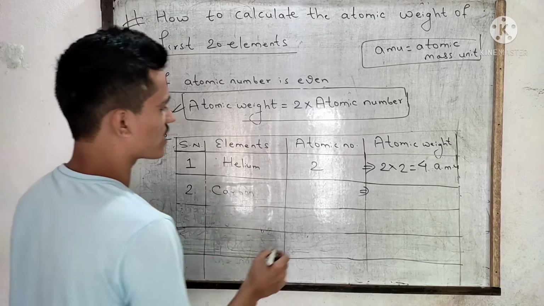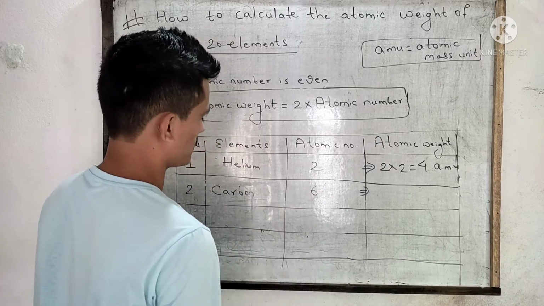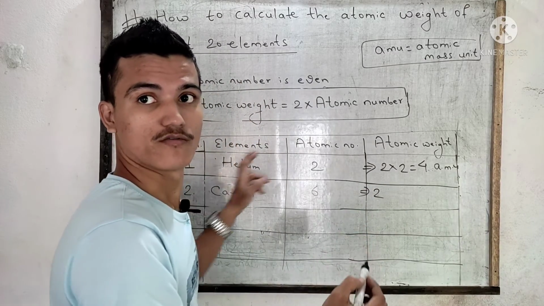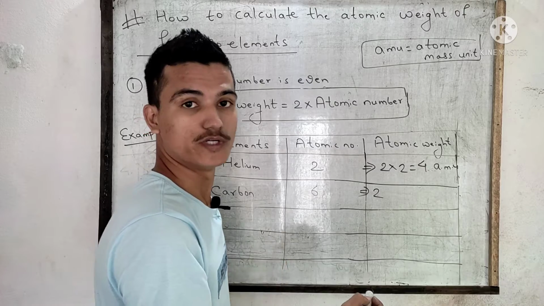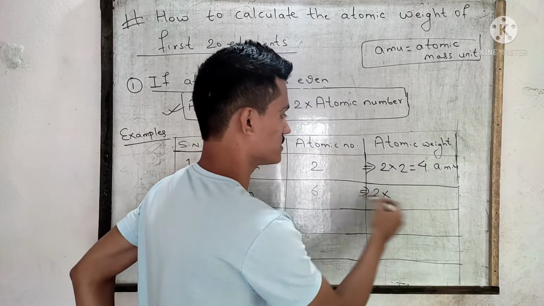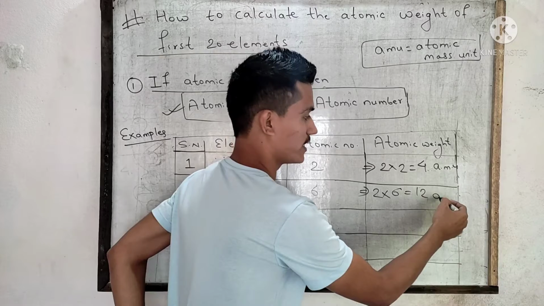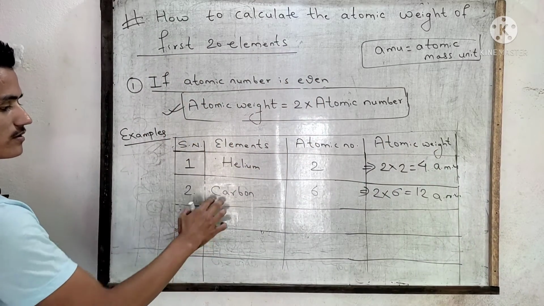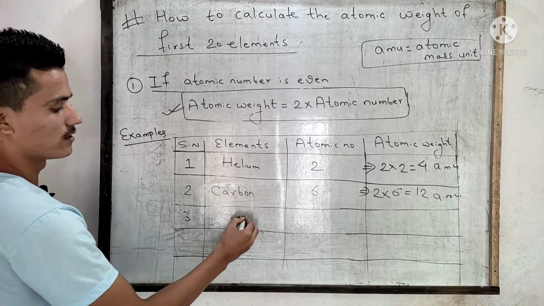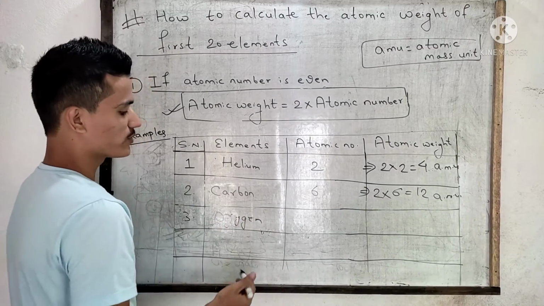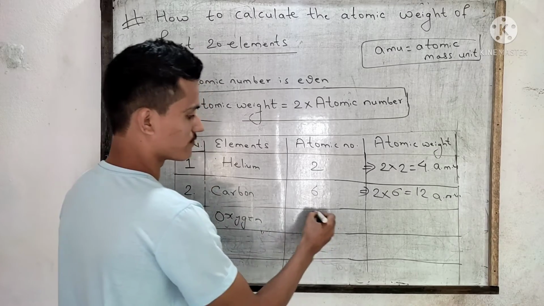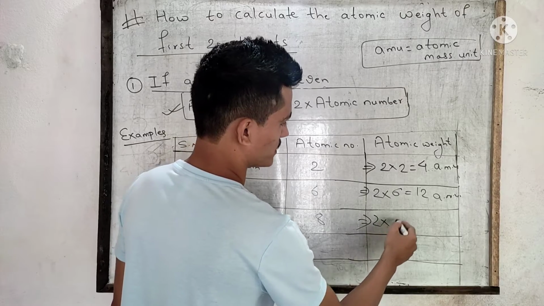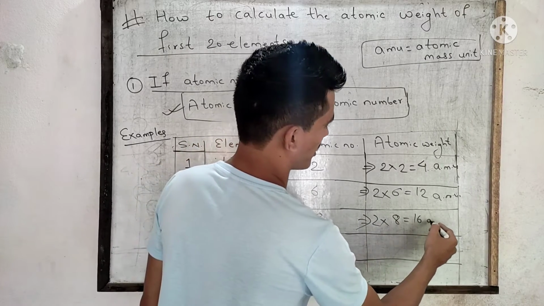Okay, now the next example, take carbon. What is the atomic number of carbon? 6, and we are going to use this formula. Atomic weight is equal to 2 into atomic number, which is 6. 2 sixes are 12 amu. Okay. Third, oxygen. What is the atomic number of oxygen? 8. 8 is paired, meaning even, so we use this formula. 2 into 8 is equal to 16 amu.